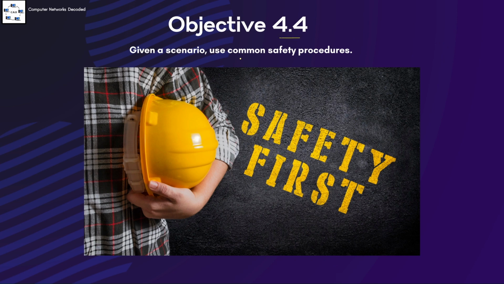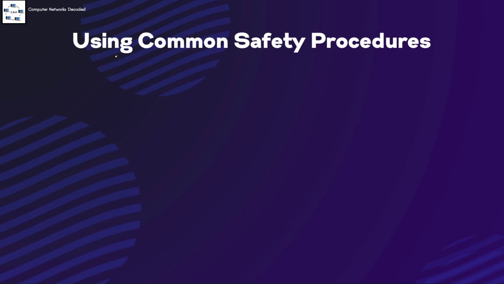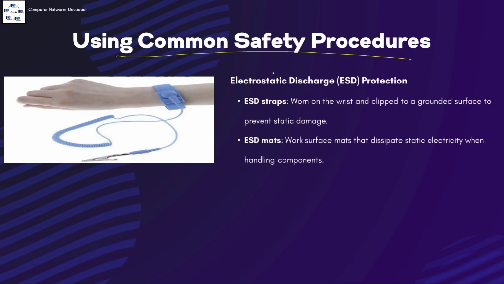Objective 4.4, given a scenario, use common safety procedures. These include electrostatic discharge protection, ESD or electrostatic discharge straps. These are worn on the wrist, such as this one, and clipped to a grounded surface to prevent static charges. So this end is clipped to a grounded surface, and the other end is worn on the wrist to prevent static damage to the equipment.